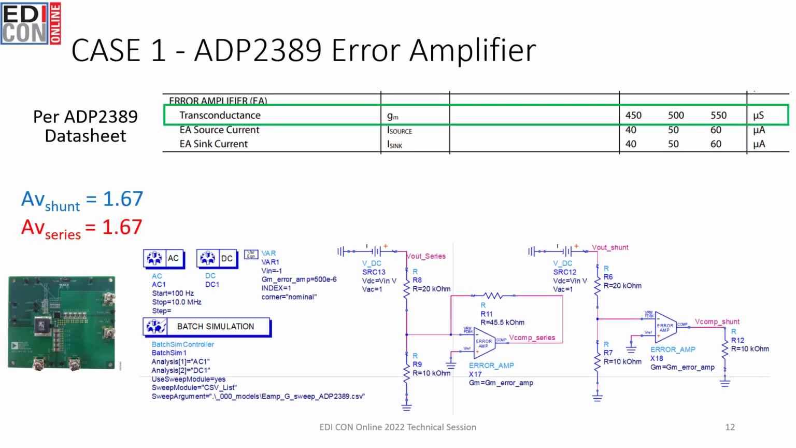To start with case 1, we are looking again at the ADI ADP2389 VRM. In this example, the datasheet tells us what the transconductance is, as well as the variation, which we can see is around 10% from nominal. Based on the 2 amplifier circuits shown, we can ensure that the nominal gain for the 2 compensation networks, being shunt and series, is set to the same at 1.67.